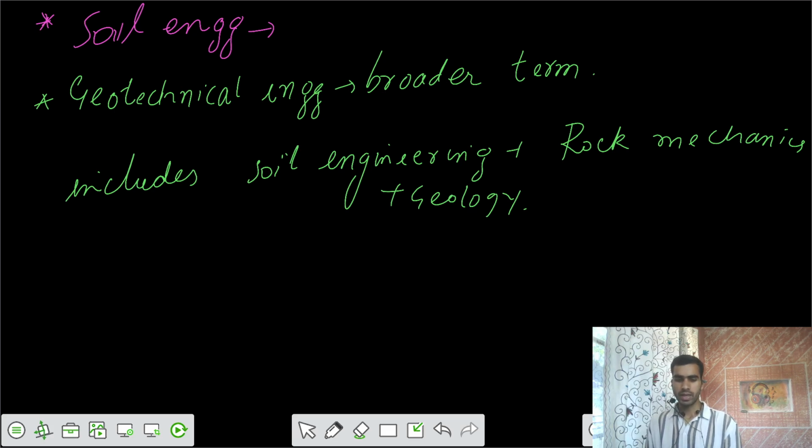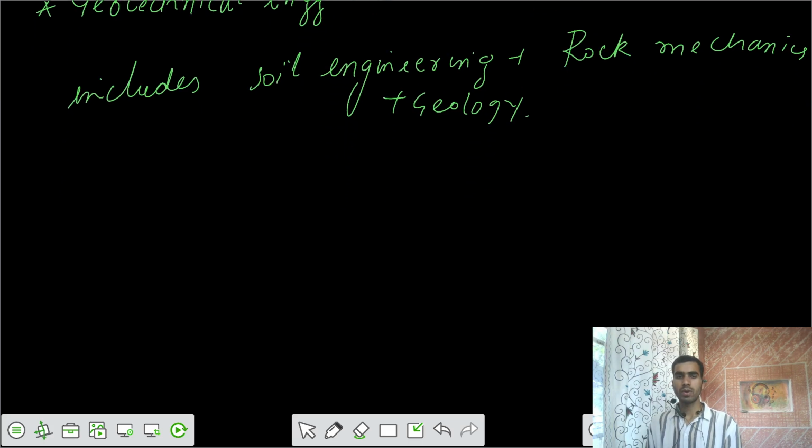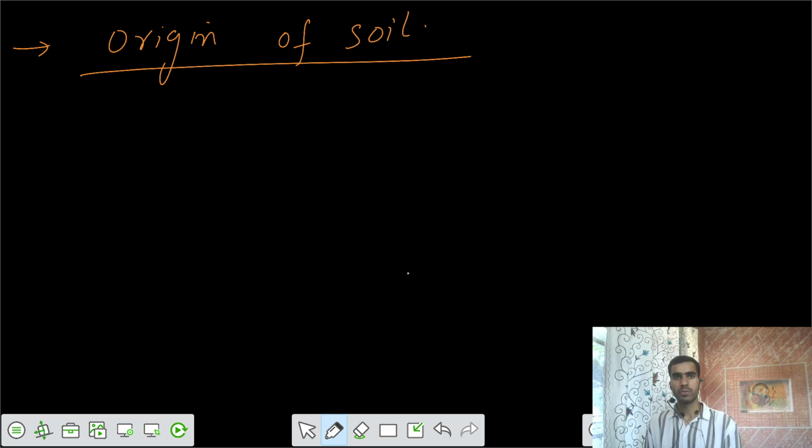After that, we would say how this soil is going to be formed. So that we have origin of soil. We say what is the origin of soil, how this soil is going to be originating. So this is the origin of soil.